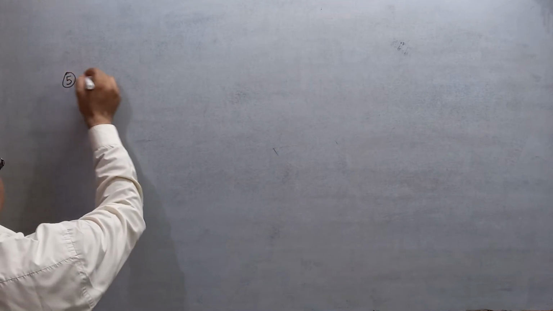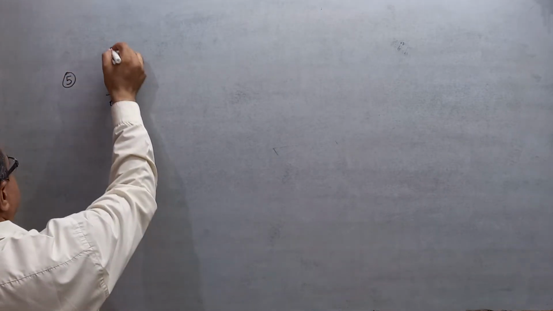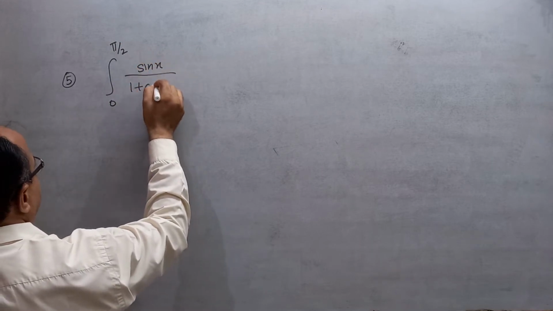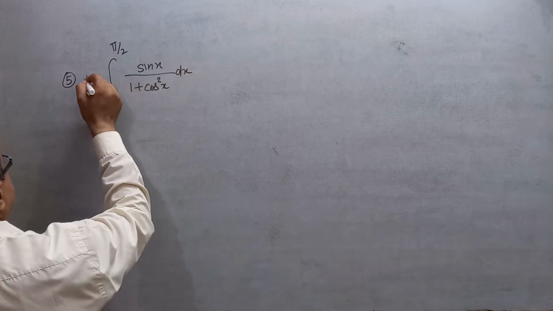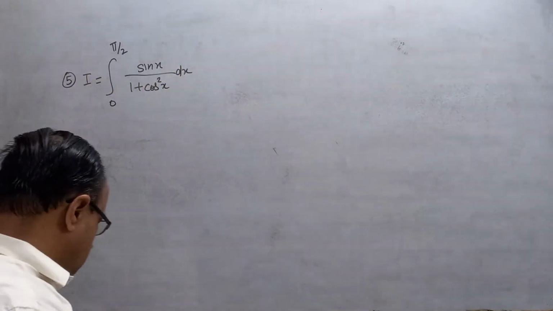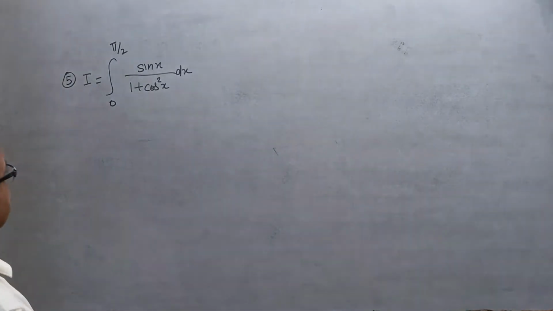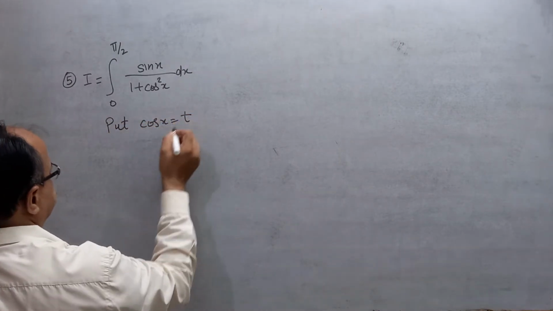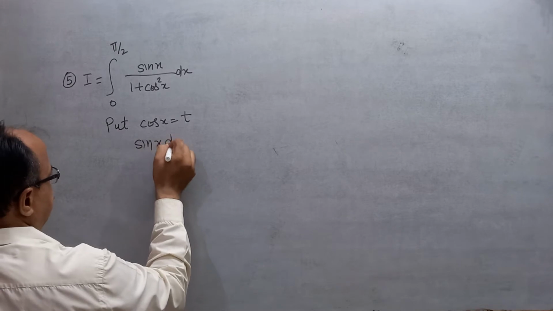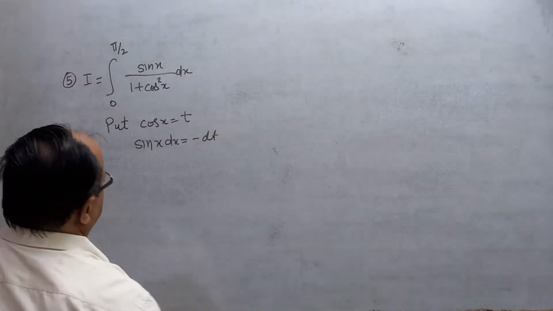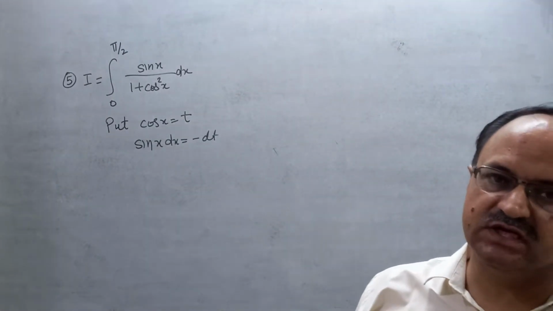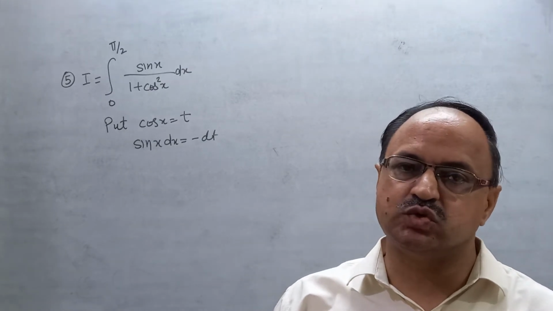Next, question number 5. Integration from 0 to pi by 2 of sin x upon 1 plus cos x dx. In this question put cos x equal to t, and the derivative of cos x is minus sin x. Shift the minus sin x to the right hand side, because in our function there is no negative sign.